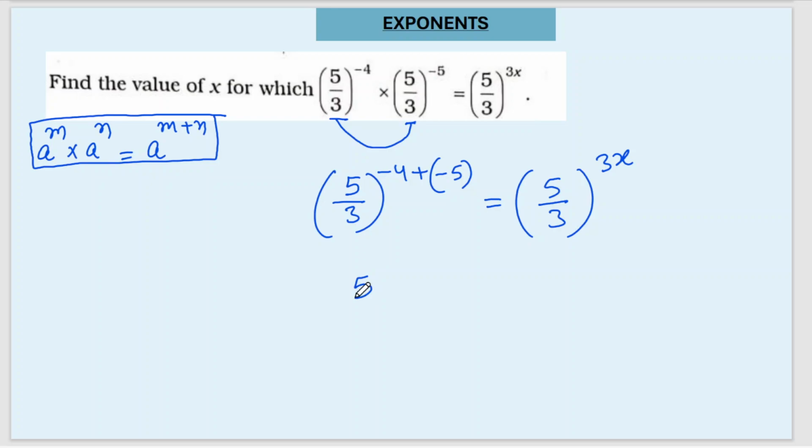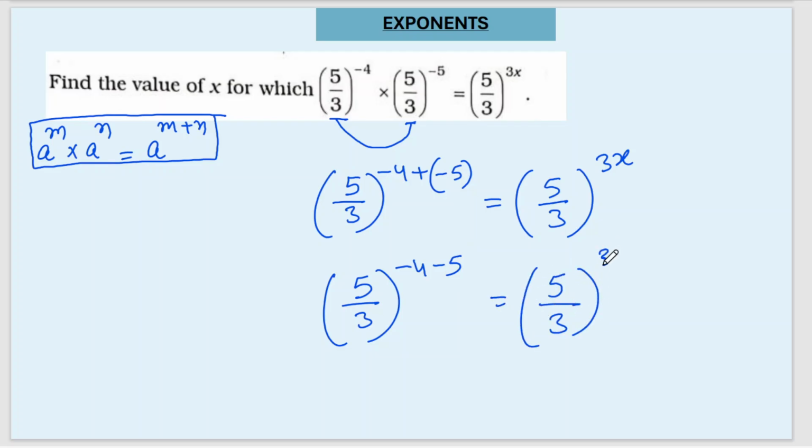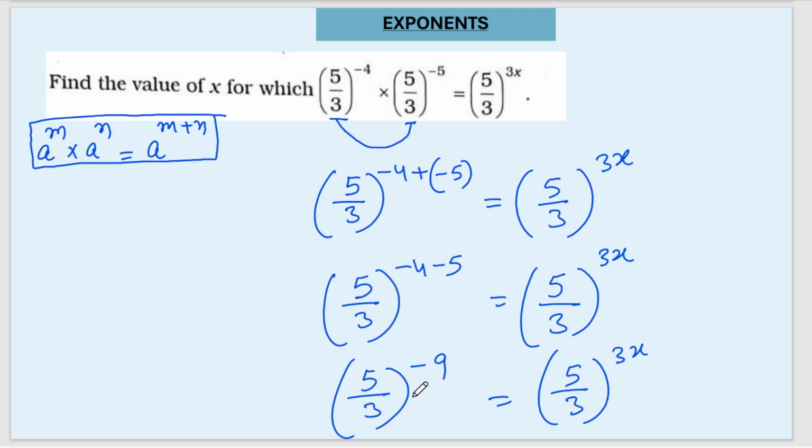Now 5 by 3 to the power minus 4 minus 5 is equal to 5 by 3 to the power 3x. Okay, so it can be written as 5 by 3 to the power minus 9 equal to 5 by 3 to the power 3x. Okay, now you can see we have the same base. That means we can apply another concept: if a to the power m equals a to the power n, we have the same base, so the powers will be equal. So m equals n.